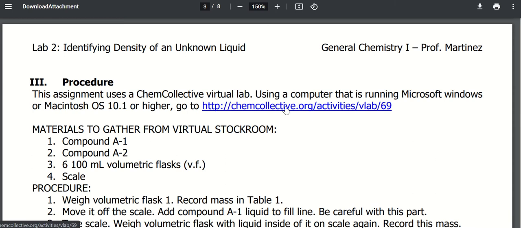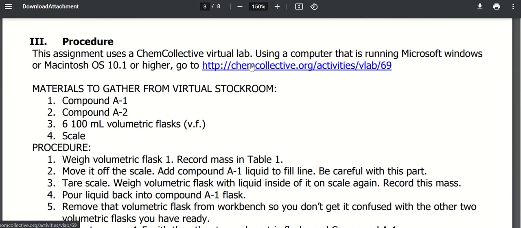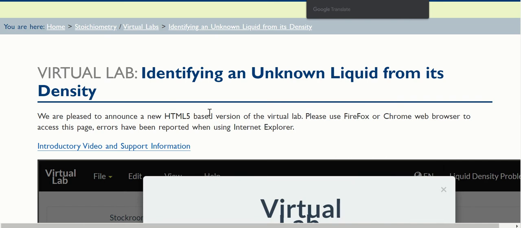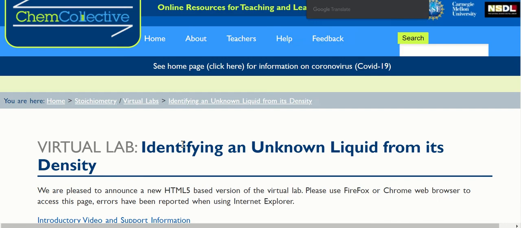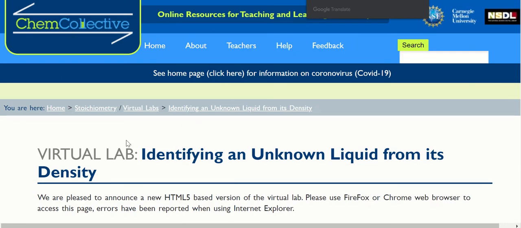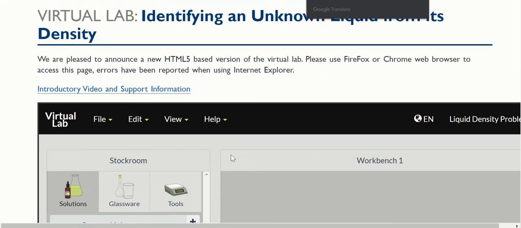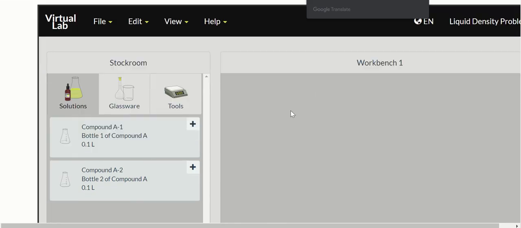So once you get to the procedure portion, you're going to open up that procedure, and you see that the virtual lab has to do with density. So, thumbs up, you're at the right virtual lab. This is on a website called Chem Collective. So anytime you hear me talk about Chem Collective, this is the format that you'll see for the virtual lab.